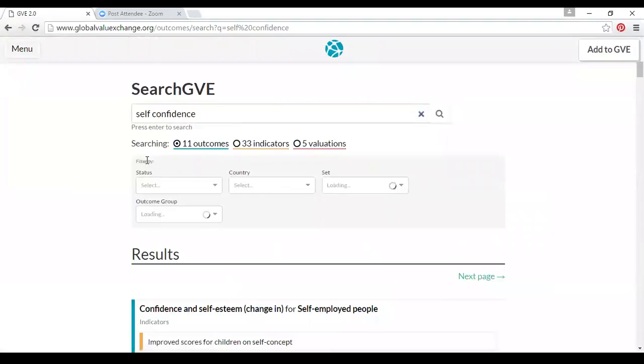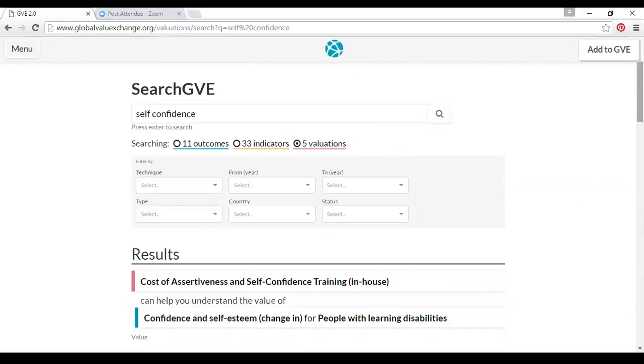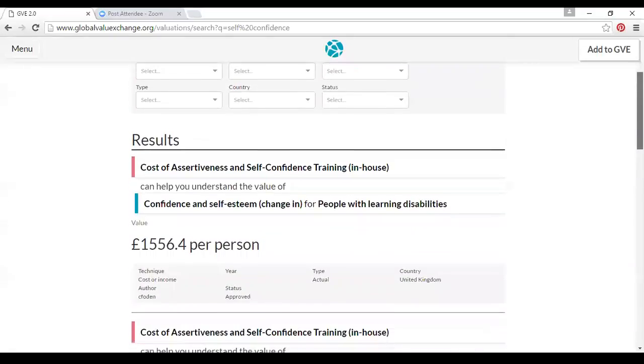So with that search, what you've got is there are 11 outcomes that's telling you there's 33 indicators. And so what we talked about in last week's session, where we said the ways of knowing that an outcome has been achieved, they're potentially saying there's 33 different indicators that people have used that you might want to use if that's something you were going to measure. And then there's 5 valuations. So let's have a look at the 5 valuations and see what they've got in here.